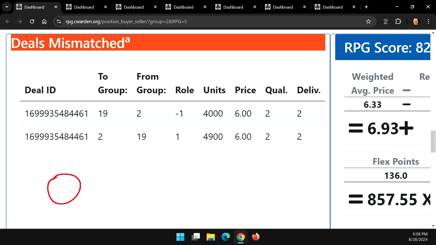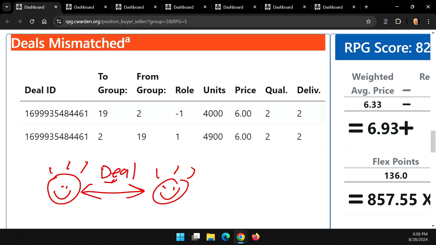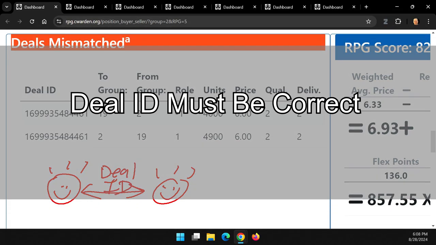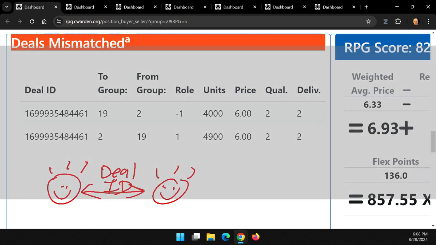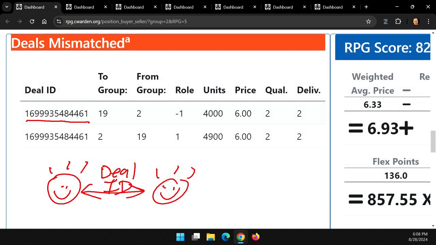Remember, we said that we have the buyer and the seller, and they're going to make a deal. And remember, they need to have a deal ID, and the ID must be the same one for both of them. So they're going to both use the same one. Here's an example, like this number here, 4461 and 4461. So it's the same number.